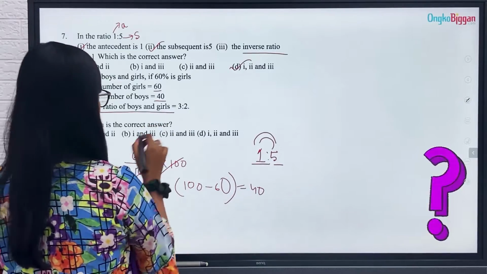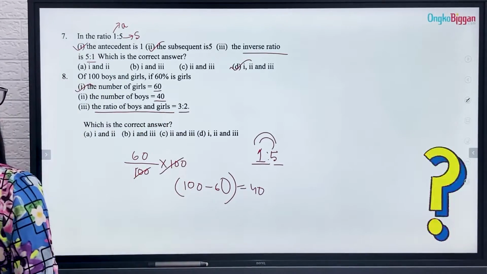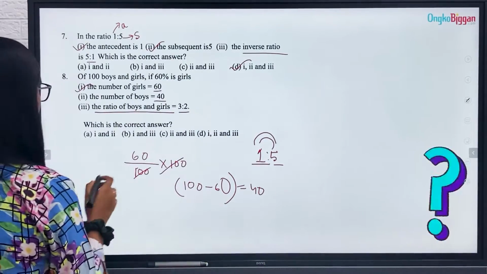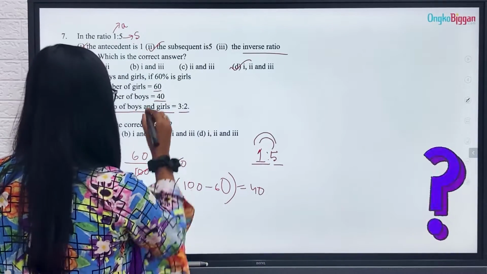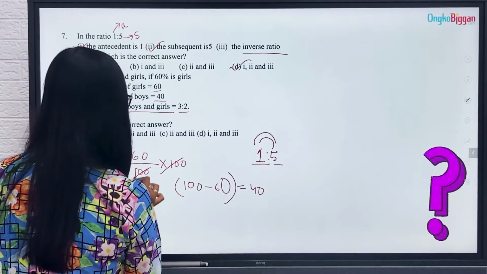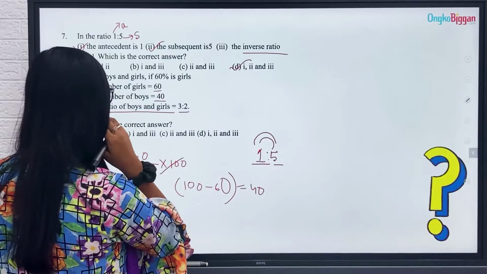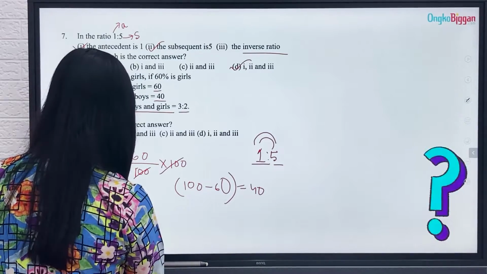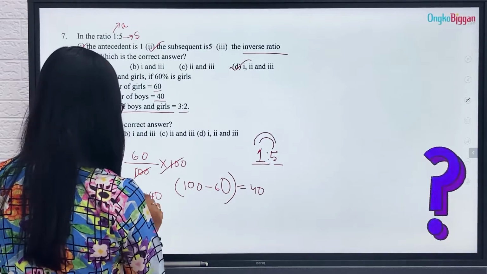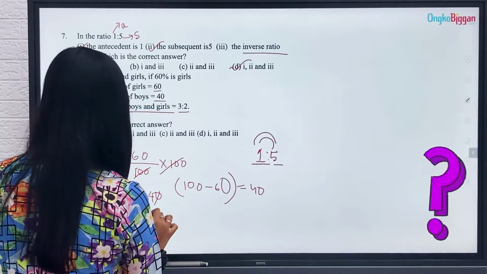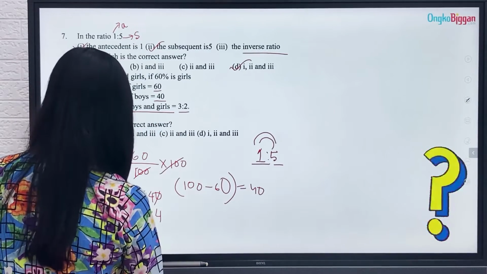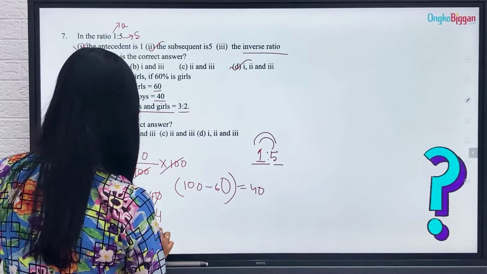The ratio of boys and girls 3:2. So now we will find out the ratio. The total number is 60 plus 40. We can directly find the ratio this way. Like we can say 60:40. If we just factorize them, we get 6:4. Then we are getting 3:2.